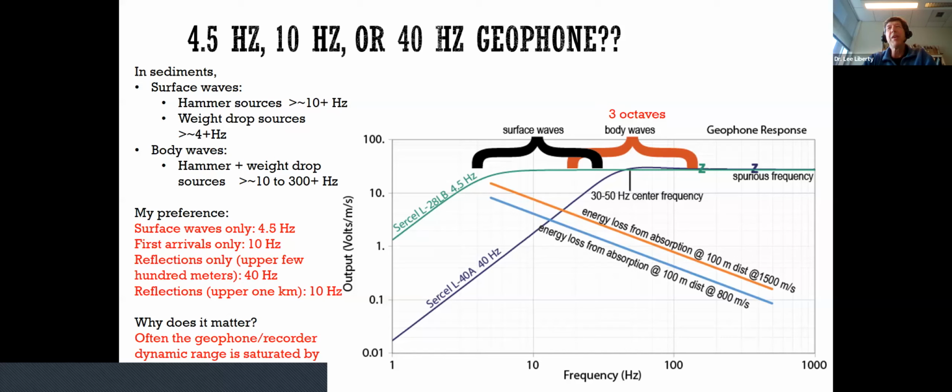I also wanted to emphasize this energy loss from absorption. I pulled this from the Berger textbook in terms of these response curves, but as you can see, you're losing high frequencies as a function of distance. By the time, at 100 meters, you get to 100 hertz, you've lost about an order of magnitude of signal relative to, let's say, 10 hertz or less. And so you're fighting this loss from absorption and other processes as a function of distance away from a source. So if you really want to focus on body wave energy, I would recommend opting for higher frequency phones like a 40 hertz geophone.